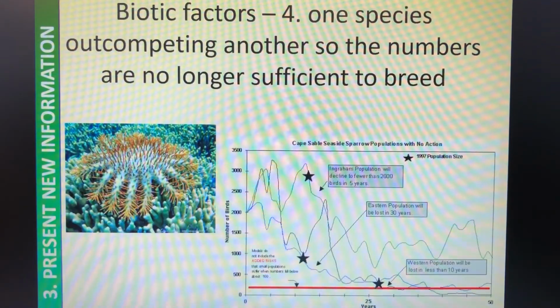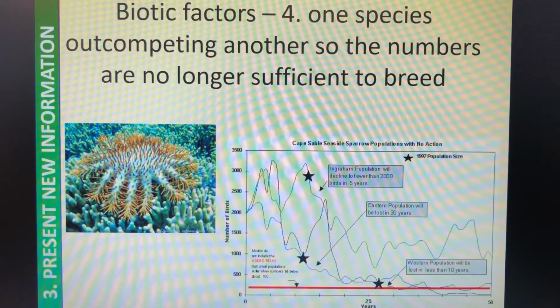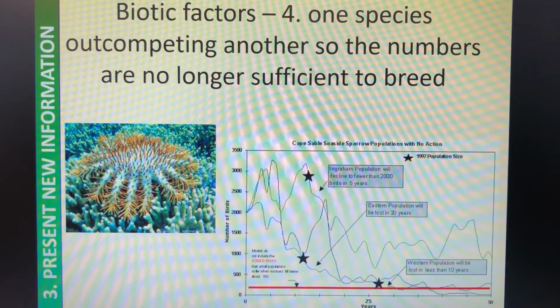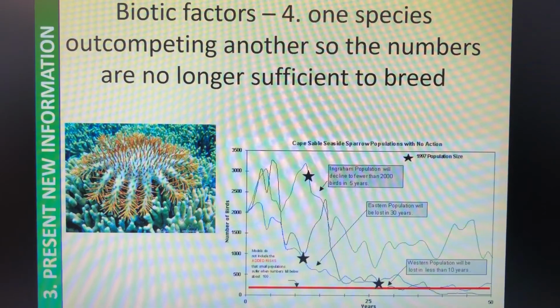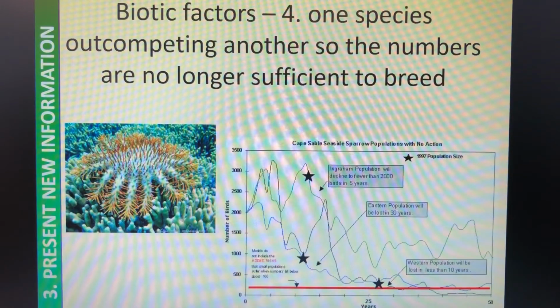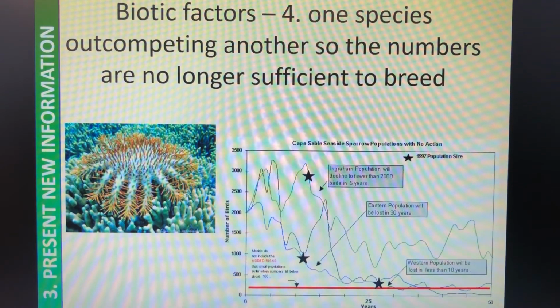Moving on to the final one, we've got one species outcompeting another, so the numbers are no longer sufficient to breed. So we talked again in that first lesson about individuals competing within their own population, so within their own species, but also across populations, across species, for the resources that they need to survive. And if they compete so well that the other species is not able to continue to breed, then they will diminish drastically, and we won't see those numbers return.